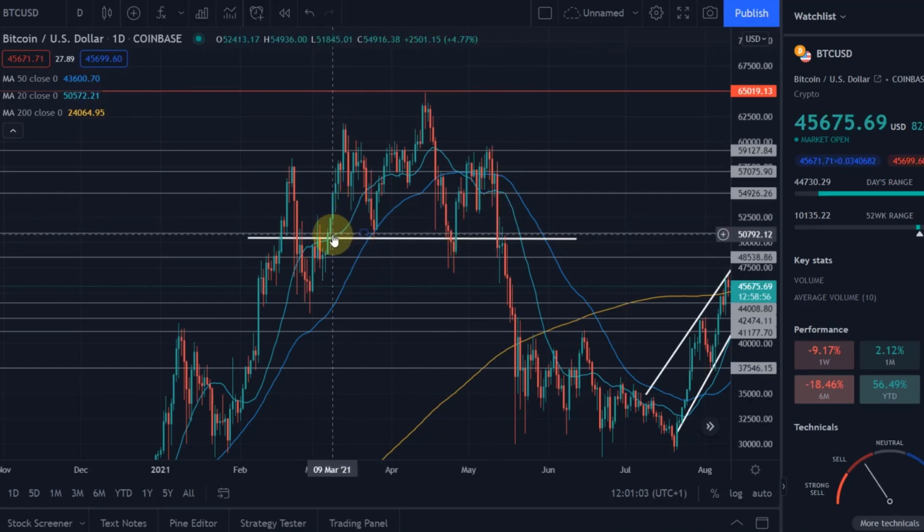There is also a pattern called the inverse head and shoulders, which is the other way around. This one will be a reversal to the downside, whereas an inverse head and shoulders will be a reversal to the upside. As I said, it's a reversal pattern, so it just changes the direction of the trend.